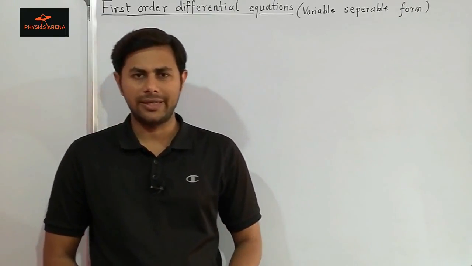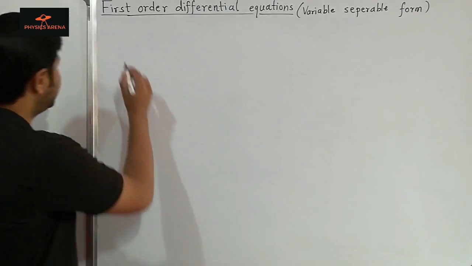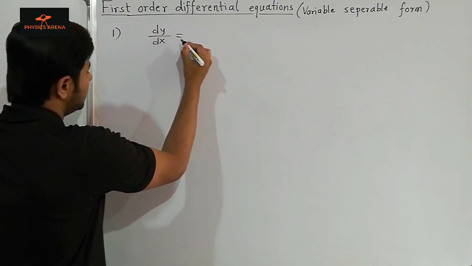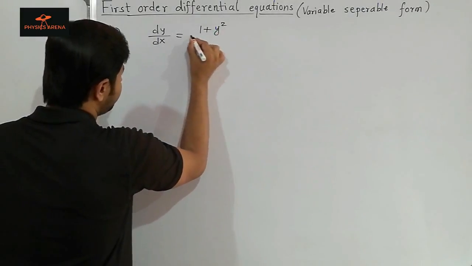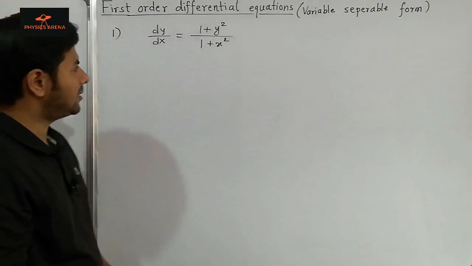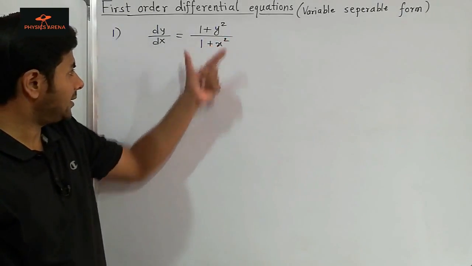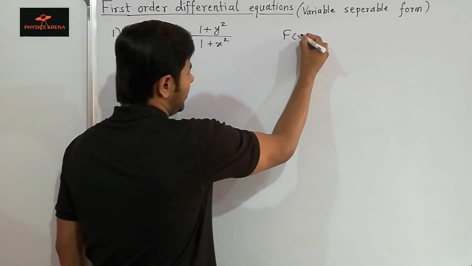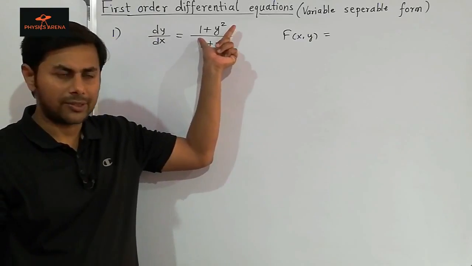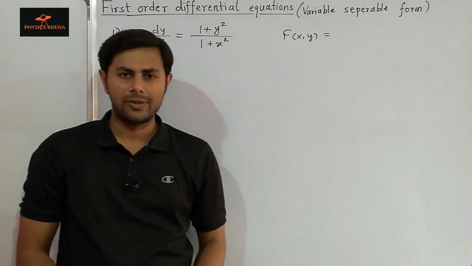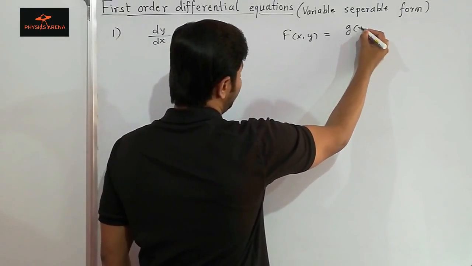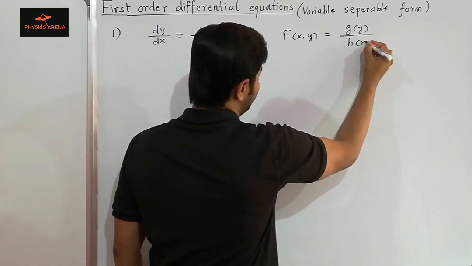Okay, so let us see example number 1. Example number 1 is dy by dx equals to 1 plus y square divided by 1 plus x square. Now this is a simple example. Here this right hand side, which is f of xy, is already in this form. In numerator we have some function of y, and in denominator we have some function of x. So we have some g of y divided by h of x.